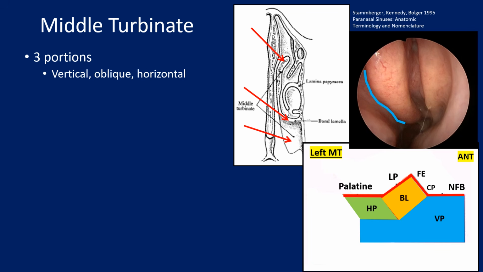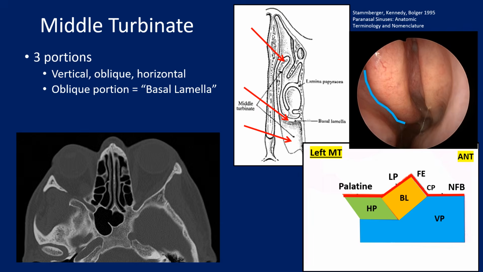But I do get it. It's confusing. So if everybody emails me, I can send them this diagram so you can master this. The only other thing that I mentioned before is that the basal lamella, which is the oblique portion, separates the anterior and posterior ethmoid sinuses. And that, I think, is all you need to know about the middle turbinate. Resect them during the dissection today so you can get comfortable with where they insert.